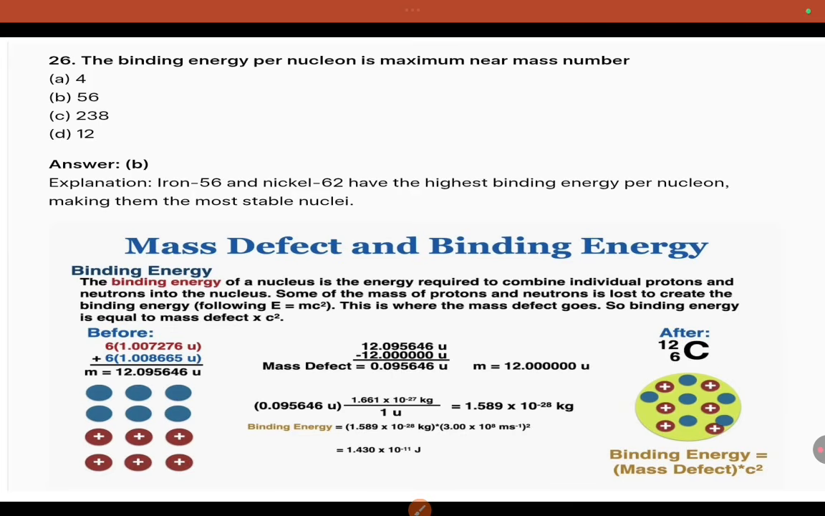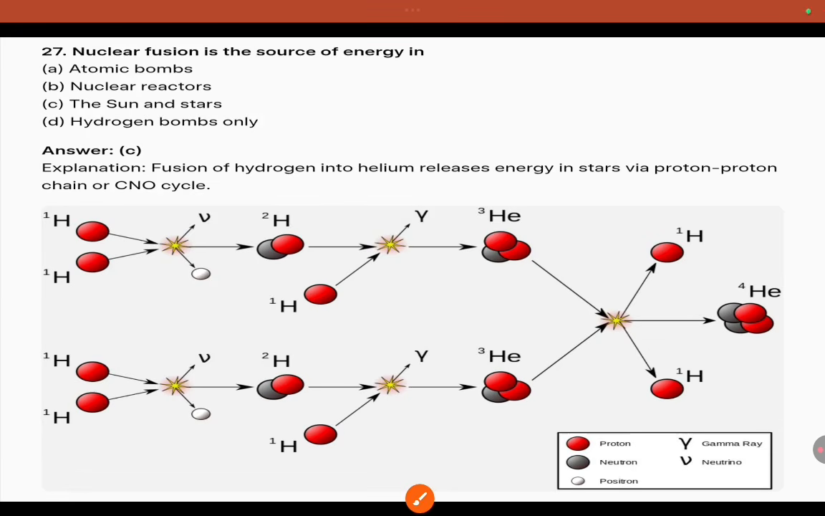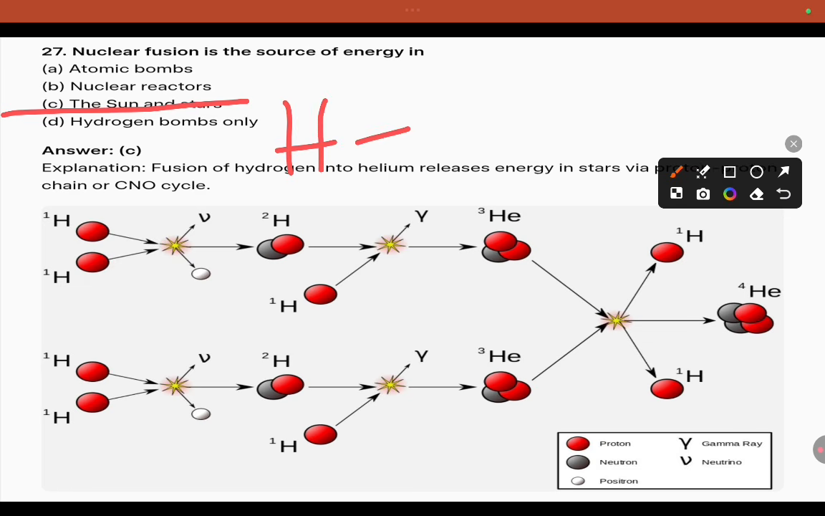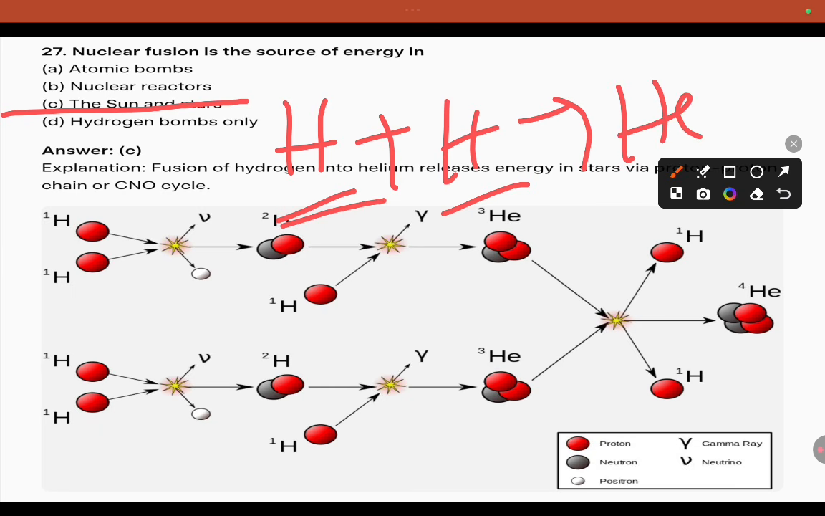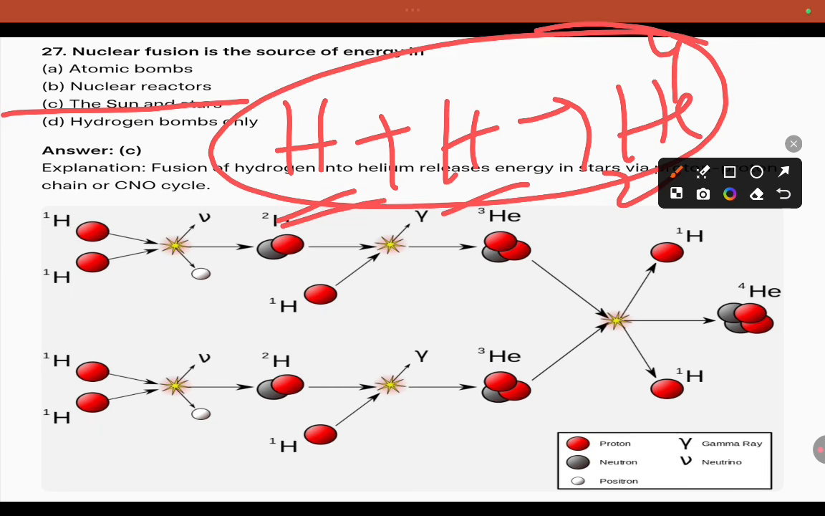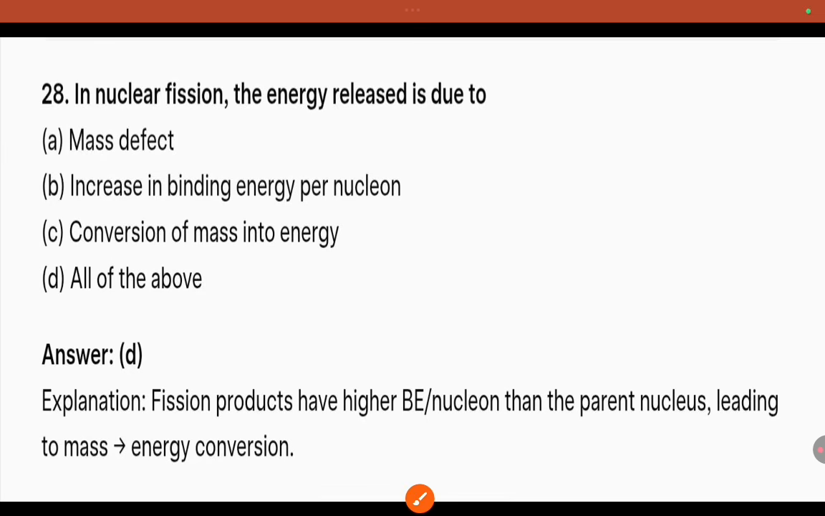36th one. The binding energy per nucleon is maximum near mass number 56, which is iron. Nuclear fusion is a source of energy in the sun and stars. Hydrogen converts to helium-4. This is about nuclear fusion. Okay, clear? So that is the source of energy in stars and the sun.